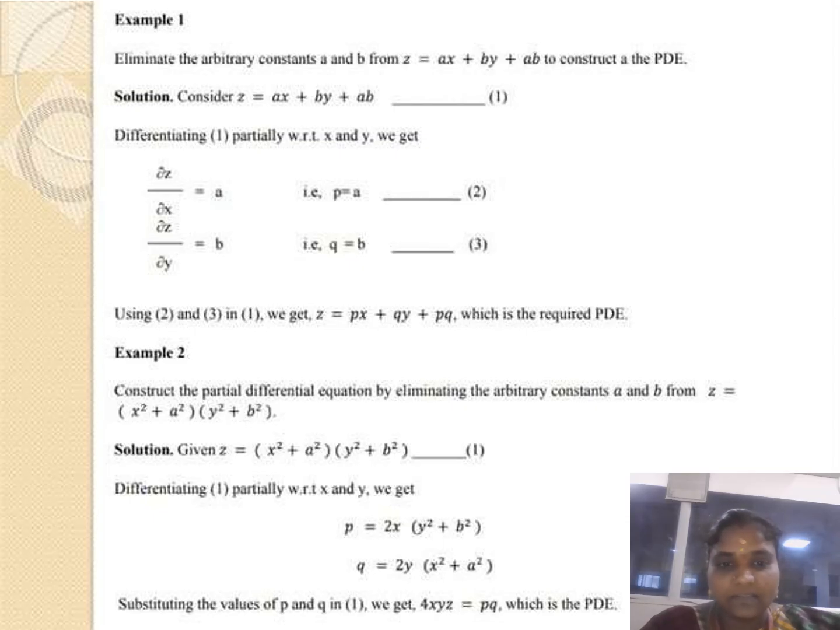So, using the second and third equations, substitute in the first one. So, automatically eliminating the arbitrary constants, z equal to px plus qy plus pq. This is the required PDE of the given problem.